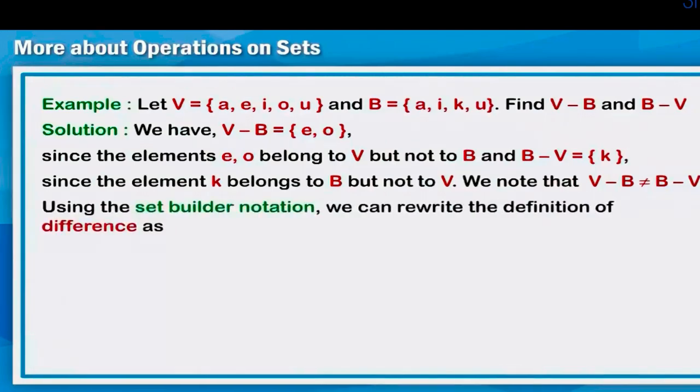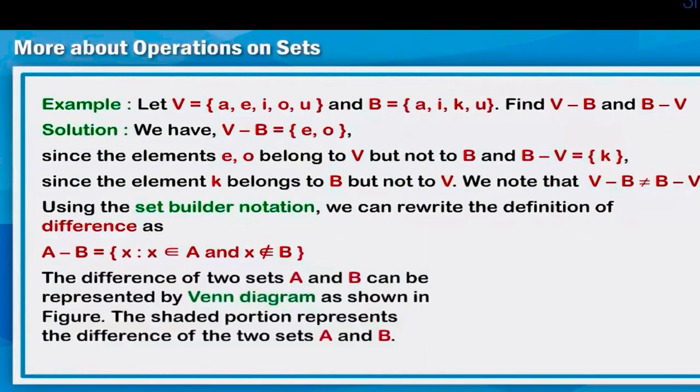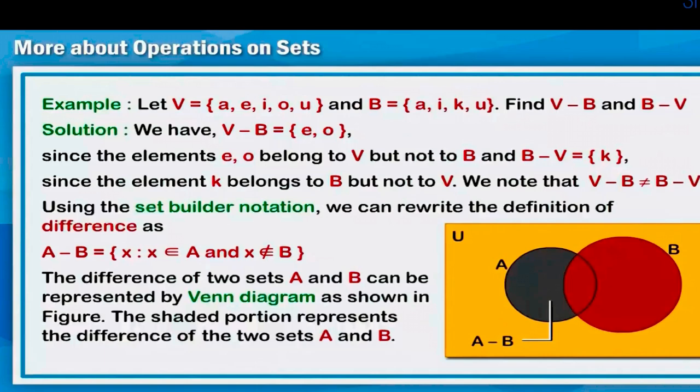Using the set builder notation, we can rewrite the definition of difference as A minus B is equal to {x : x belongs to A and x does not belong to B}. The difference of two sets A and B can be represented by a Venn diagram as shown in the figure. The shaded portion represents the difference of the two sets A and B.